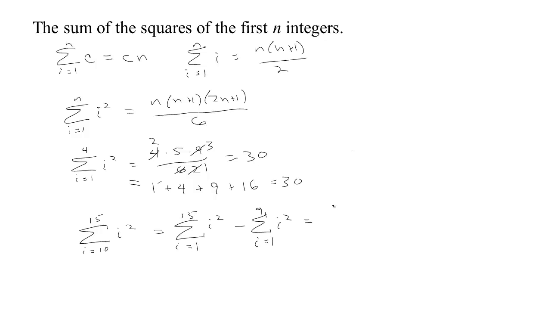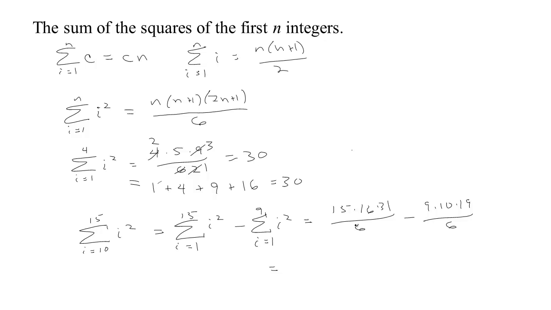If n is 15, you get 15 times 16, and then 2 times 15 is 30, plus 1 makes 31, all over 6, minus, if you add up the first 9 squares, you get 9 times 10, 2 times 9 is 18, plus 1 makes 19, all over 6. And now it's just a matter of arithmetic. We just have to simplify these values.